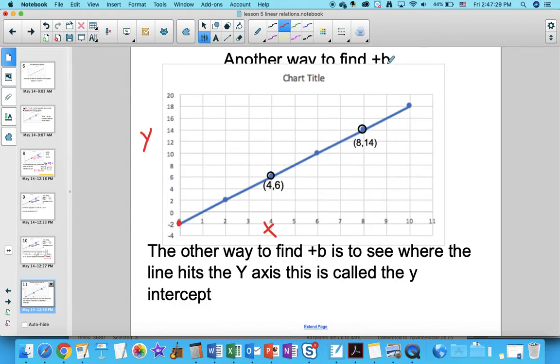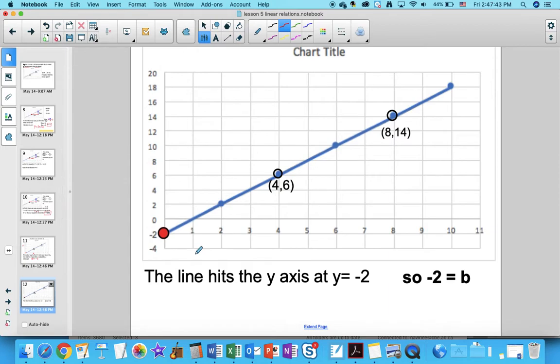And remember, I said the plus b was the y-intercept. So the line hits or intercepts the y-axis at -2. So our b is -2, right? The line hits the y-axis at -2. That's another way. It doesn't even take math. You just find where the line hits the y-axis.